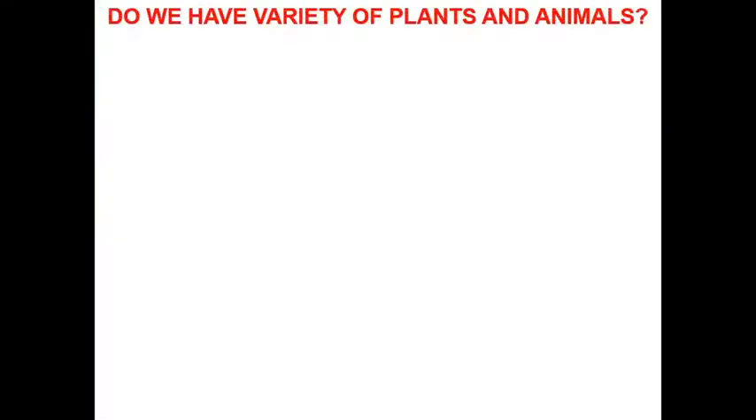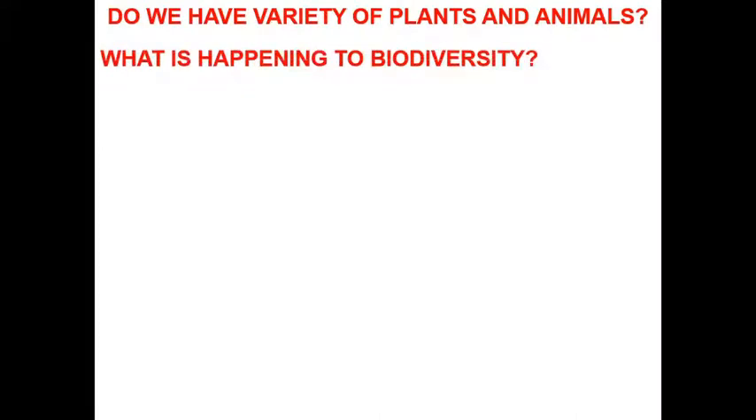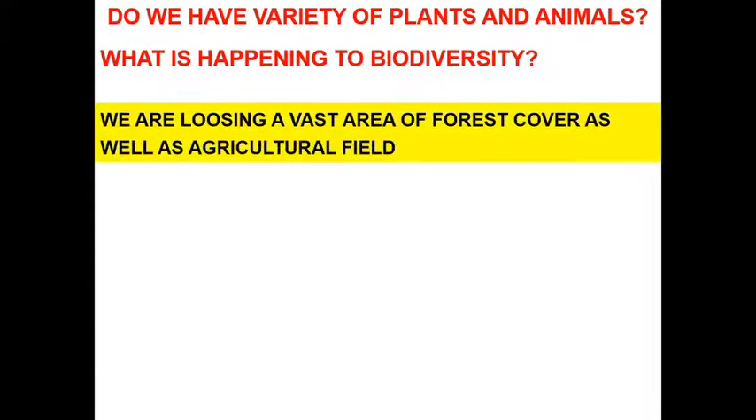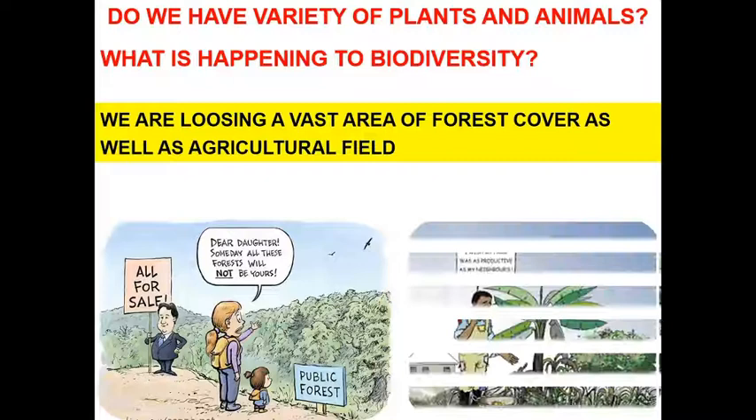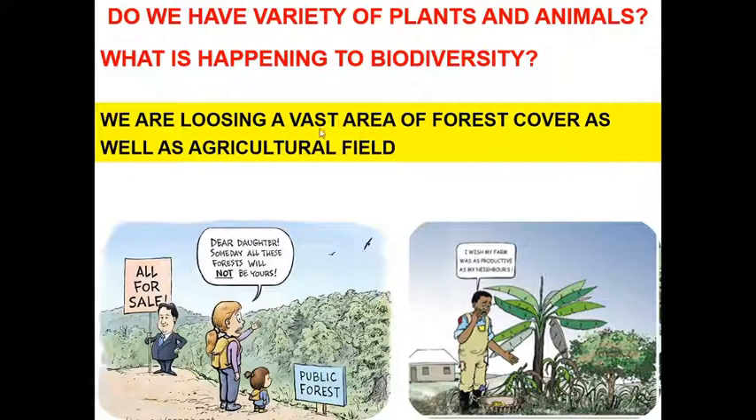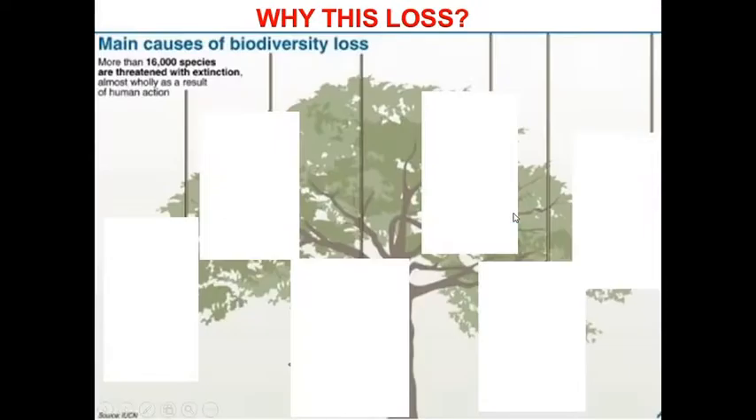Do we have a variety of plants and animals? And what is happening to biodiversity? As we all know today, we are losing a vast area of forest cover as well as agricultural field. Every day we are losing a vast area of forest cover as well as agricultural field. This is what is happening to our biodiversity.